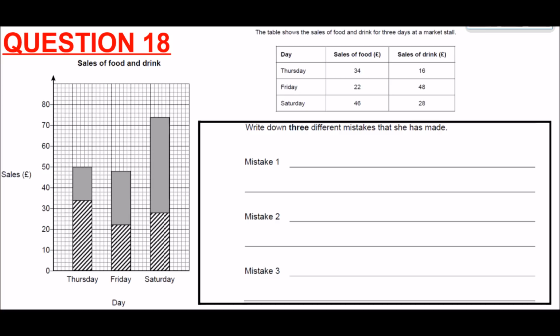Number 18, we're talking about sales of food and drink at a market stall. We need to have a look at this question and spot what mistakes have been made. The first thing, which might be the most obvious to notice, is that it's a bar chart with two different types of bar, but there's no key telling us what the two different bars represent. So the first thing to write down is that there's no key.